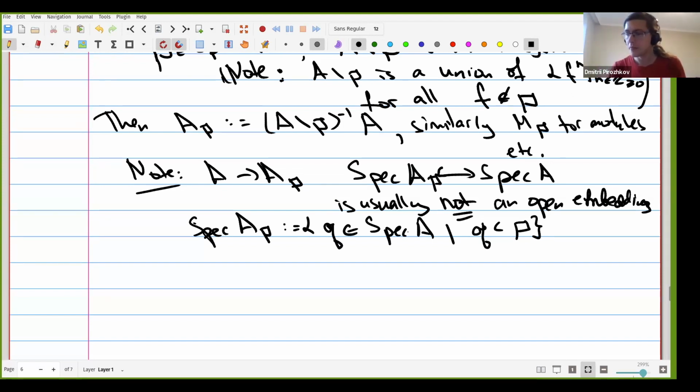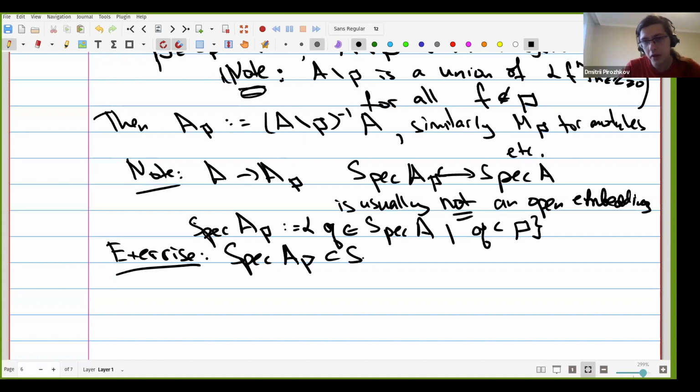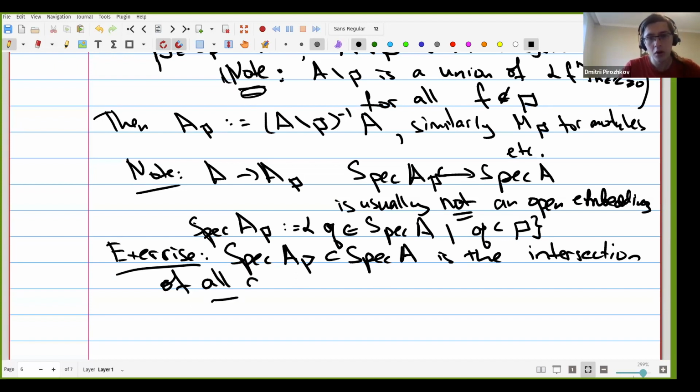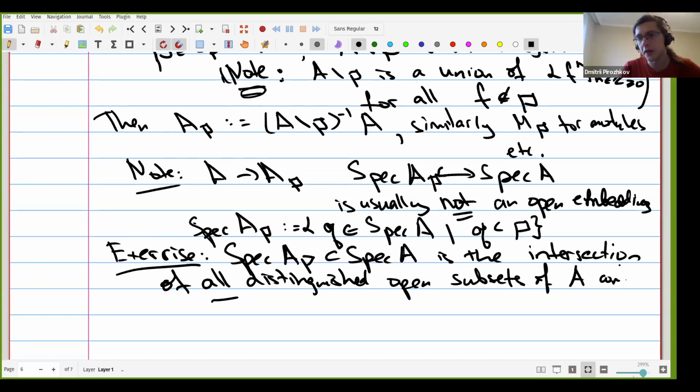Okay, so you can interpret this note above, about the union of all powers for all elements that do not intersect P, as the following exercise: that spec AP, as a subset of spec A, is the intersection of all distinguished open subsets containing the point P.